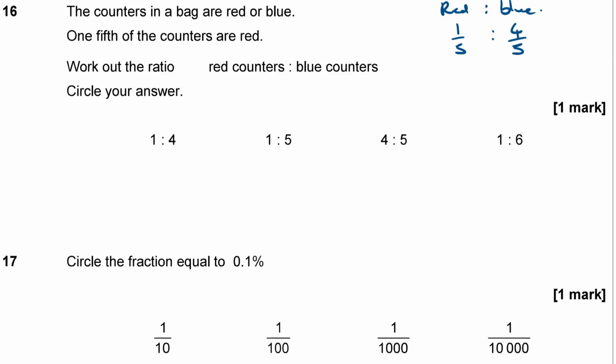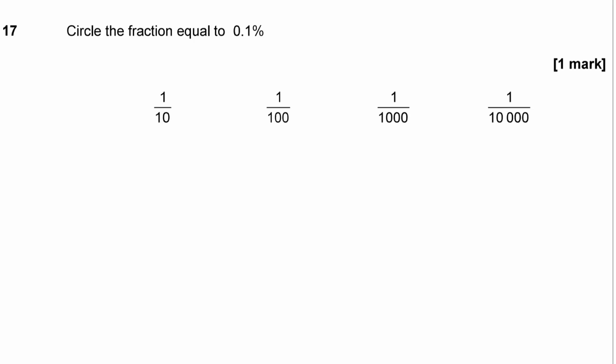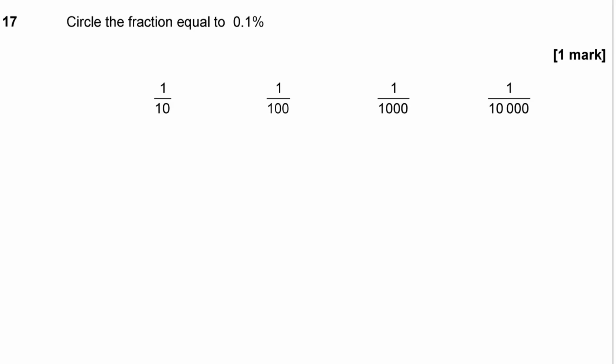Now if I then multiply both of those by 5, then I'm going to get the ratio 1 to 4, aren't I? So the ratio of red counters to blue counters is that one there, 1 to 4. Question 17. Circle the fraction that is equal to 0.1%.